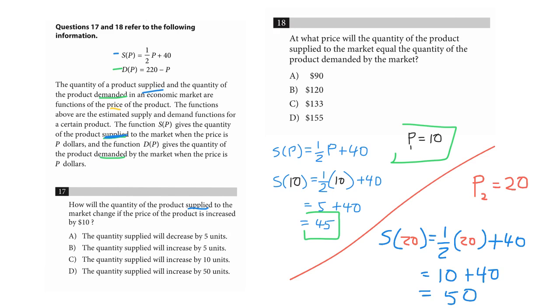So when the price is 20, it gives us this 50, correct? So we went from 45 to 50. That's what happened. When the price increased by 10 bucks, we went from 45 to 50. So that's an increase by 5 units. That's why answer choice A is the answer, okay? A decent problem to just plug in your own numbers, all right?